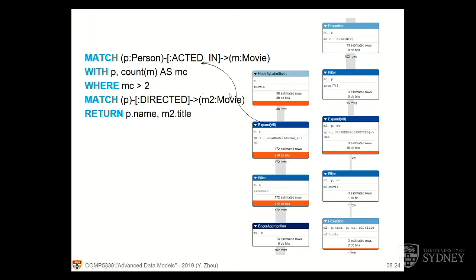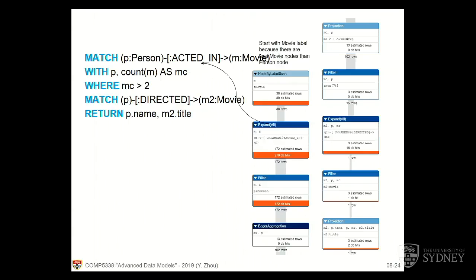Okay. So first, it will start by node label scan, because there's no property involved at all, right? Our query is indicating there are two types of node involved, the movie node and the person node. So we need to start from some node.